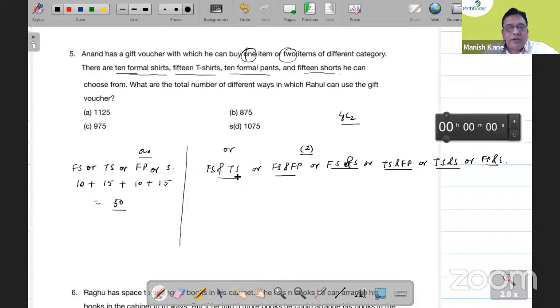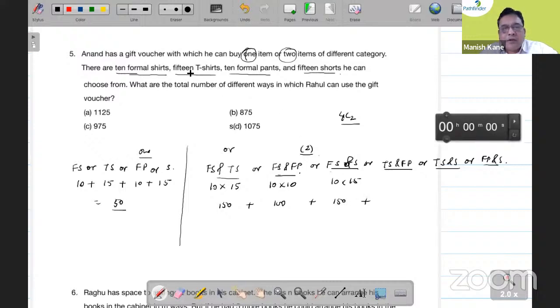So formal shirts and t-shirts together can be bought in 10 into 15, that is 150 ways. Formal shirts and formal pants can be bought in 10 into 10, that is 100 ways. Formal shirts and shorts can be bought in 10 into 15, that is 150 ways.